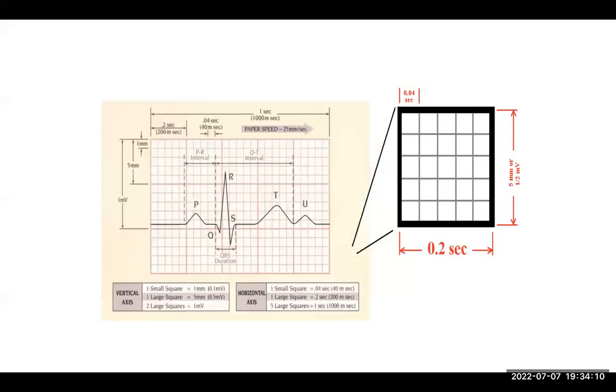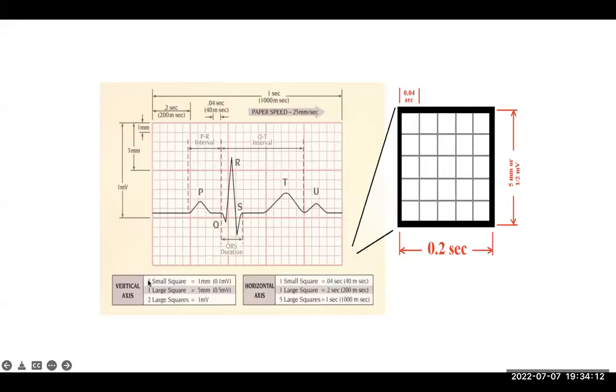In terms of anatomy, there is a horizontal axis, which is usually represented by time. Then there's a vertical axis, which represents voltage. Most ECGs are at 25 millimeters per second. So based on that mathematics, if 25 millimeters, which is 25 small boxes, equals 1 second, what amount of time does each small box represent? That's how these figures of 0.2 and 0.04 come.